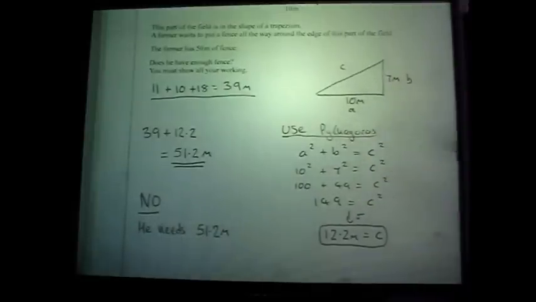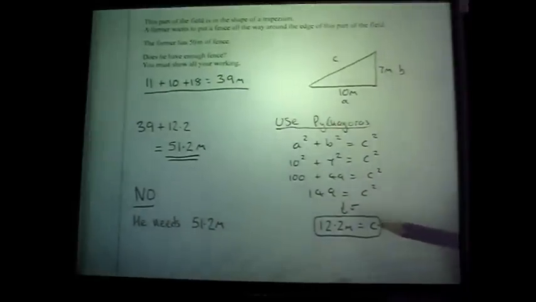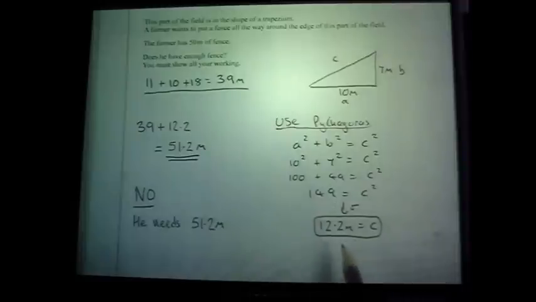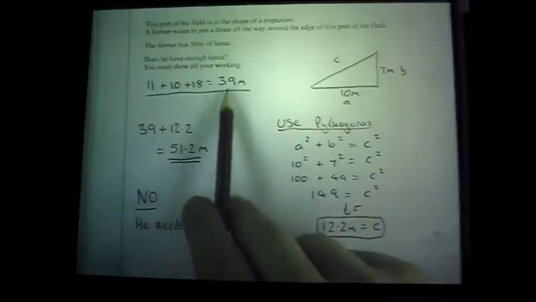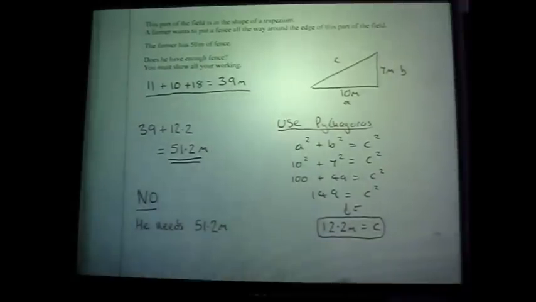So a squared plus b squared is c squared. Follow it through. C is 12.2 meters. So I've added the 12.2 onto the 39 I had for the rest of it, which gave me 51.2 meters. So does he have enough fencing? No, he doesn't. He needs 51.2 meters.